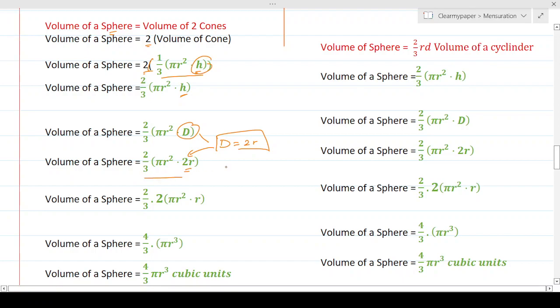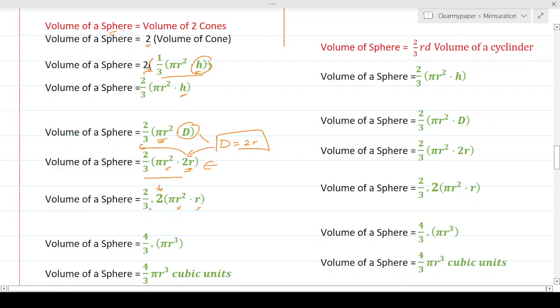So at this point in time, volume of the sphere is equal to 2/3 pi r square, which is coming from here, and the d we have substituted as 2r. So we have got r square here, we have got r. This 2, we are moving it outside over here, if you see.